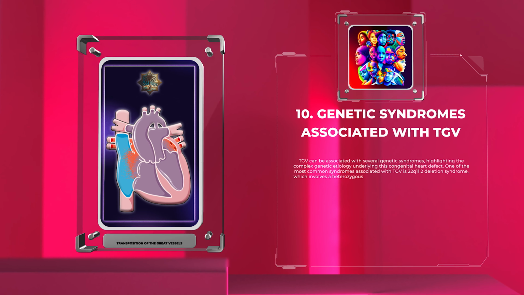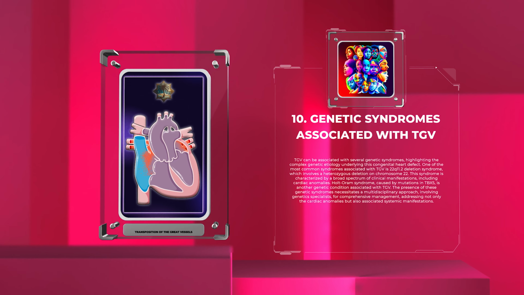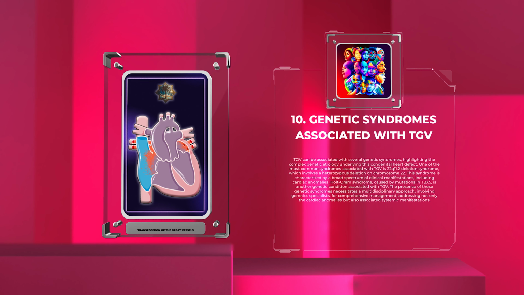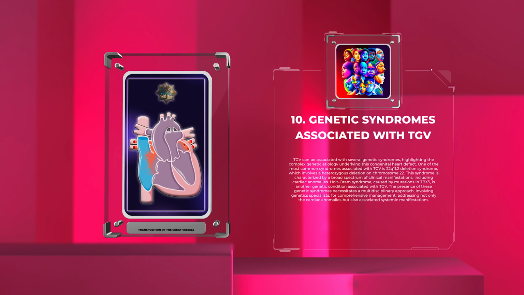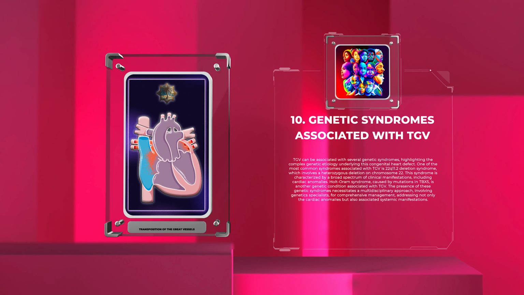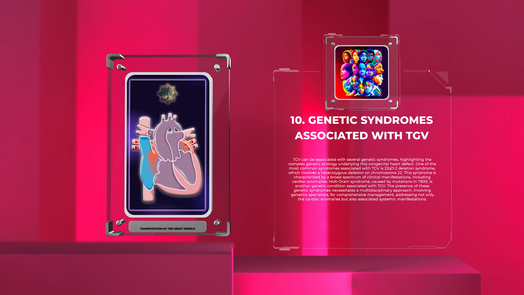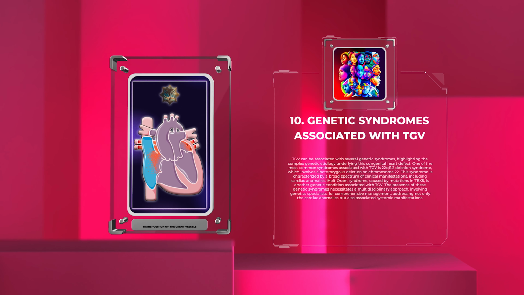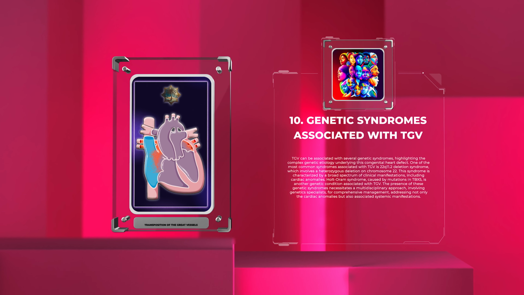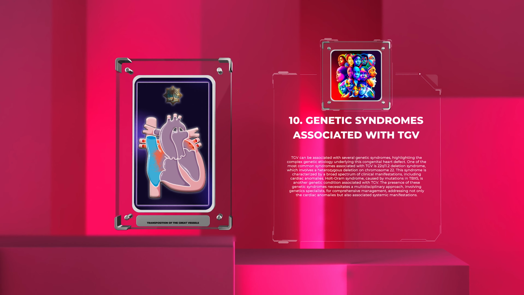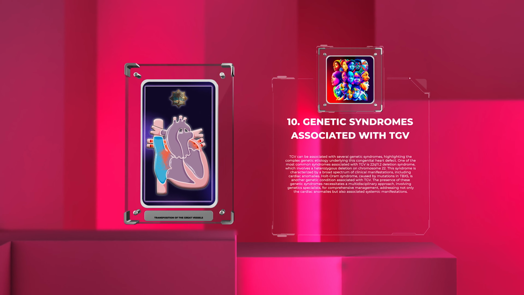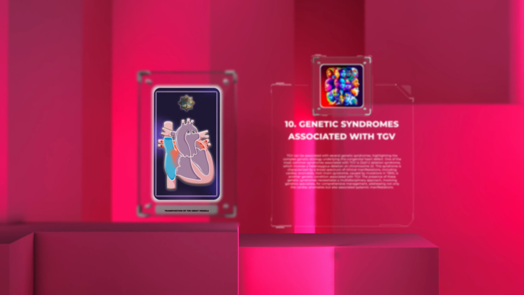TGV can be associated with several genetic syndromes, highlighting the complex genetic etiology underlying this congenital heart defect. One of the most common syndromes associated with TGV is 22q11.2 deletion syndrome, which involves a heterozygous deletion on chromosome 22. This syndrome is characterized by a broad spectrum of clinical manifestations, including cardiac anomalies. Holt-Oram syndrome, caused by mutations in TBX5, is another genetic condition associated with TGV. The presence of these genetic syndromes necessitates a multidisciplinary approach, involving genetic specialists, for comprehensive management, addressing not only the cardiac anomalies but also associated systemic manifestations.